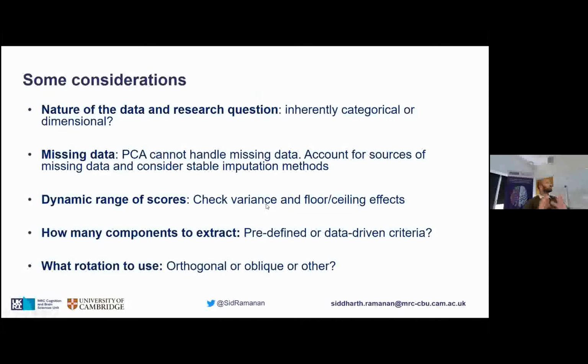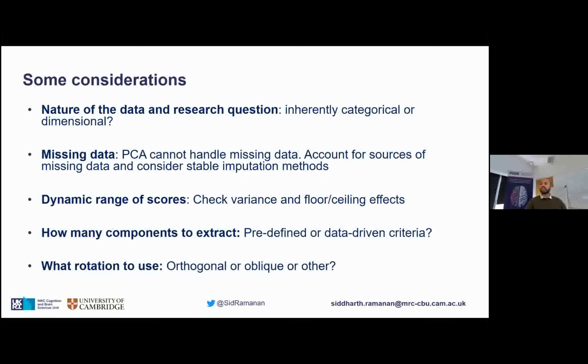I just want to end on this important slide, which covers some considerations you might want to take when you're doing this kind of PCA analysis on behavioral data. First is to give real thought to the nature of the data and the research question. Are you tapping into functions or performances that are inherently categorical or continuous? An important thing is missing data, because PCA cannot handle missing data. We do quite a lot of missing data imputation with this data set.